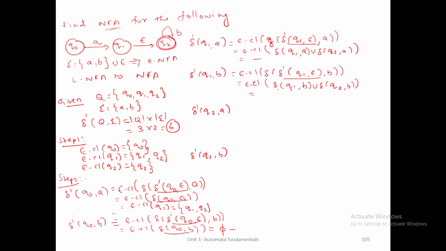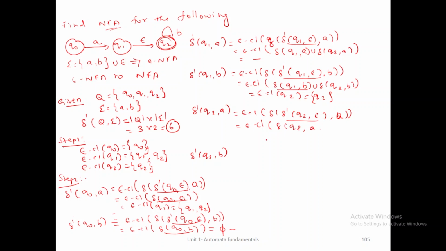Just check Q1B. There is no Q1B, so the answer is phi. Q2B gives the Q2 state, so epsilon closure of Q2 is nothing but the Q2 state. Then Q2A means epsilon closure of delta cap of Q2 epsilon comma A. Epsilon closure of Q2 epsilon means epsilon closure of Q2, which is nothing but Q2.